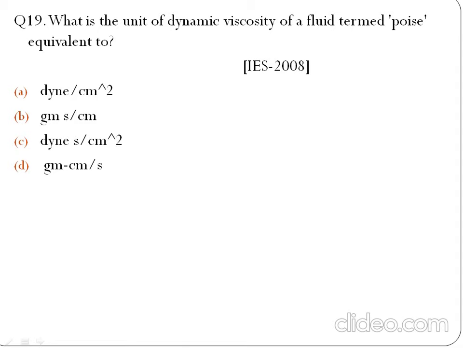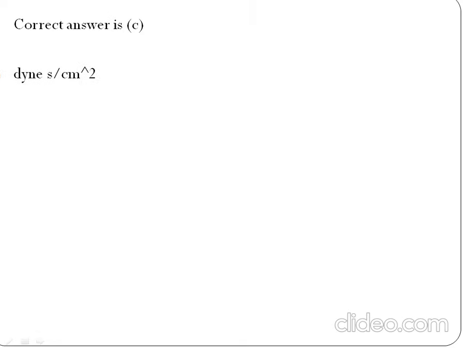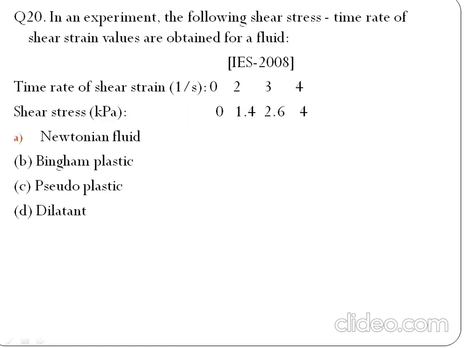Question 20. In an experiment, the following shear stress and time rate of shear strain values are obtained from a fluid. The time rate of shear strain is 0, 2, 3, 4, and the shear stress in kilopascal is 0, 1.4, 2.6 and 4. The options are Newtonian fluid, Bingham plastic fluid, pseudoplastic fluid and dilatant fluid. So the correct option is D. If we plot the graph between tau and du by dy, we can see that it is a dilatant fluid.